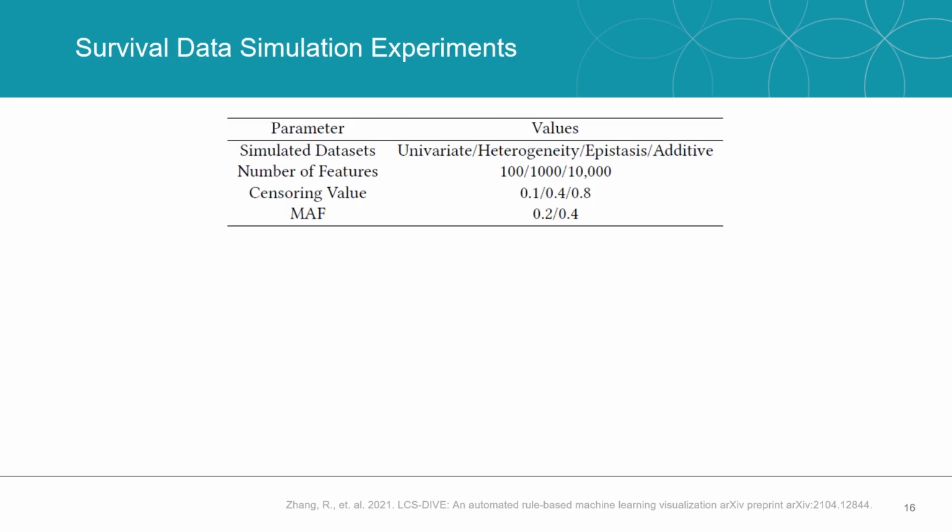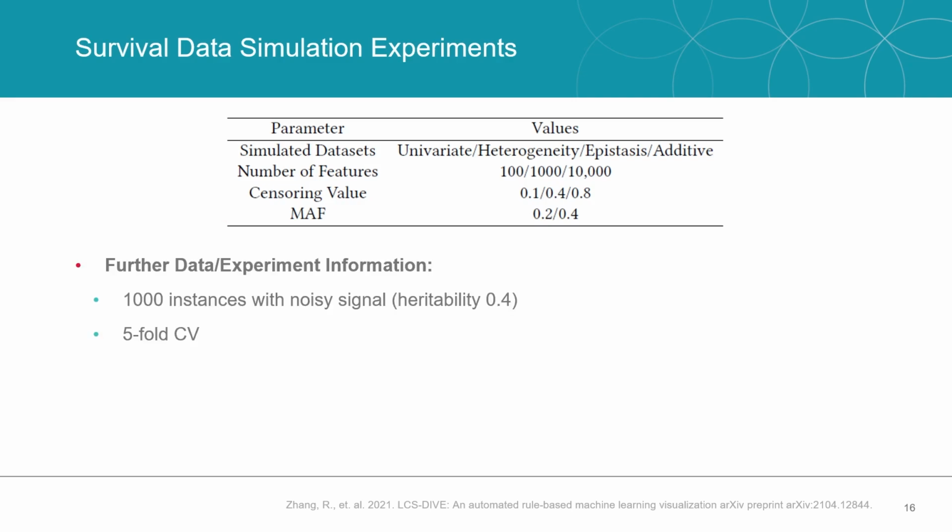In this study, we focused primarily on simulated survival dataset experiments. We simulated genomic datasets with different underlying patterns of association, including univariate, heterogeneous, epistasis, and additive effects. We also simulated datasets with different numbers of features, including 100, 1000, and 10,000, and different frequencies of censoring in the data, including 0.1, 0.4, and 0.8. And lastly, we looked at the effect of different minor allele frequencies of either 0.2 or 0.4.